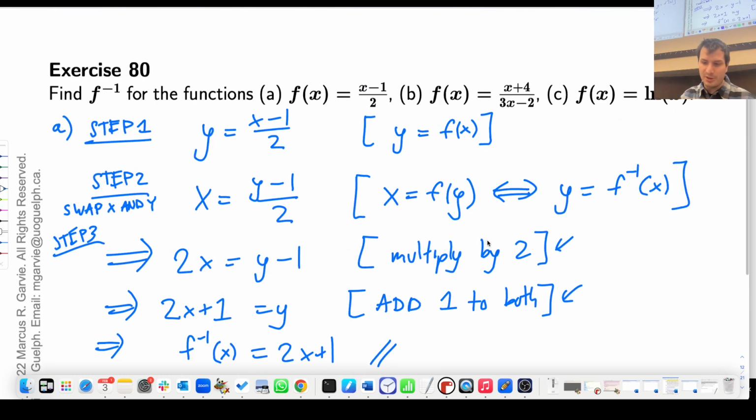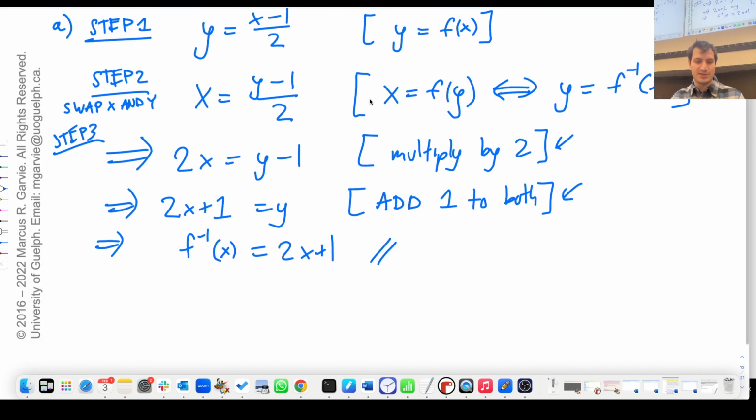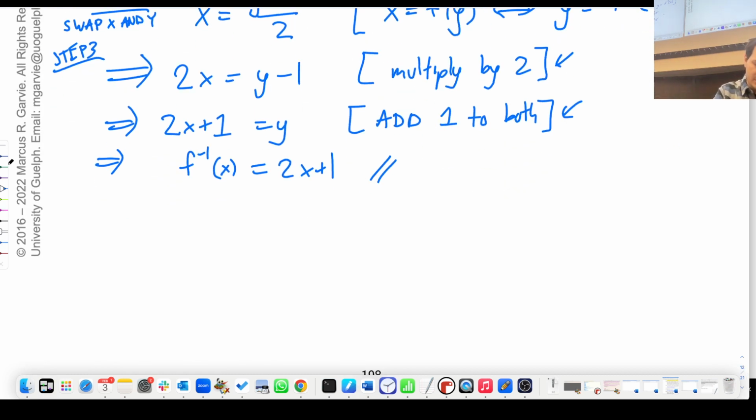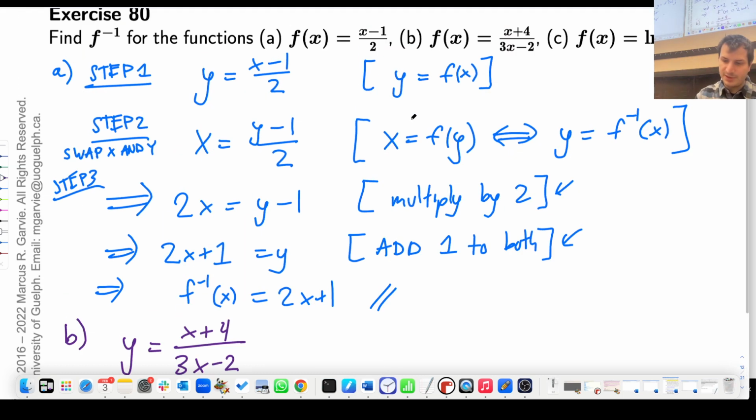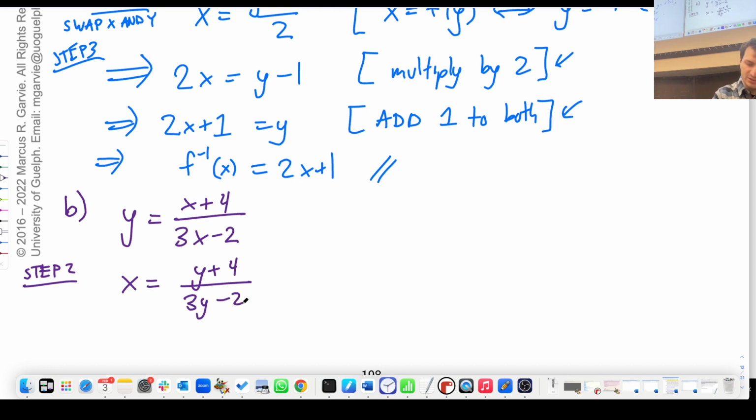Okay, the next example is this more complicated function, x plus 4 divided by 3x minus 2. That's step 1. Step 2 is to swap them. Swap the x's and the y's. So x is equal to y plus 4 divided by 3y minus 2.